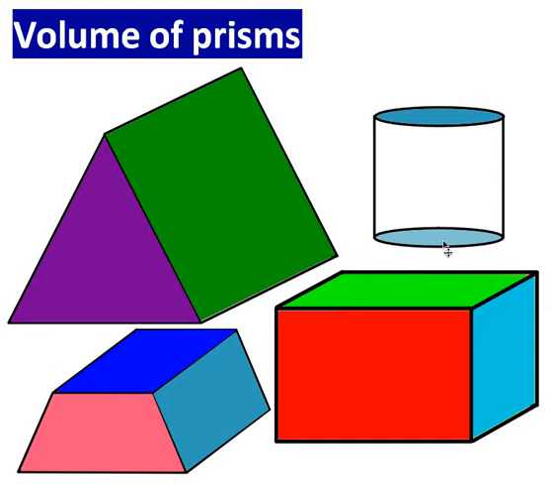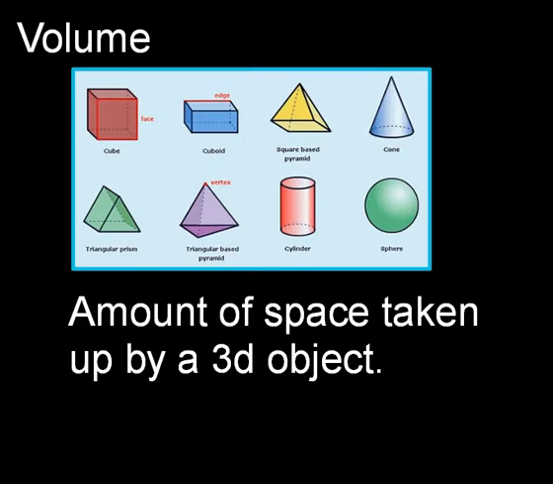In this video, I'm going to show you how to find the volume of some prisms. Okay, so what does volume mean? Well, the volume is the amount of space taken up by a 3D object. So how much air is it replacing by sitting in this world?